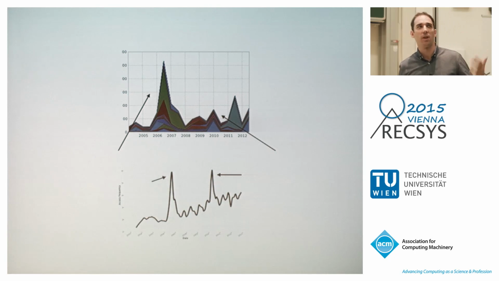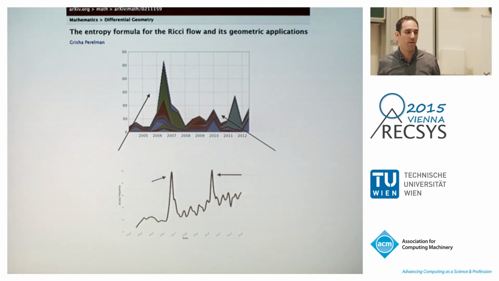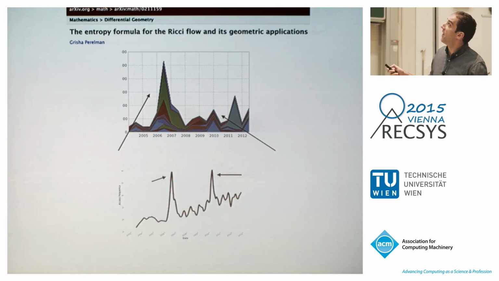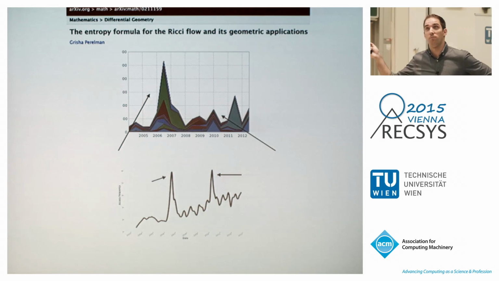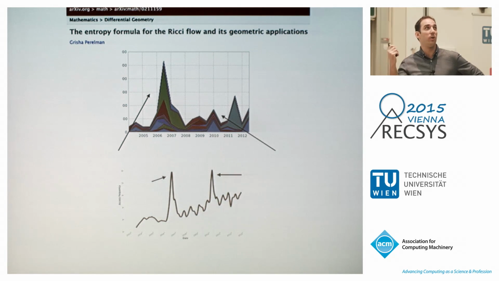So then the next step is to say, well, okay, what is this paper? And this is the archive paper. This is the author Perelman, and I'll let you read the title. I didn't know what paper this was. Does anybody know what paper this is?